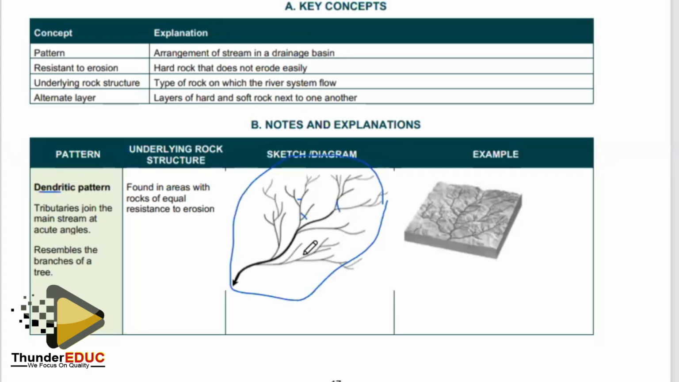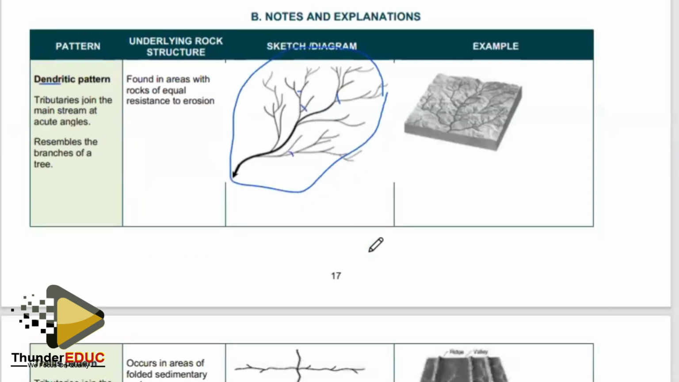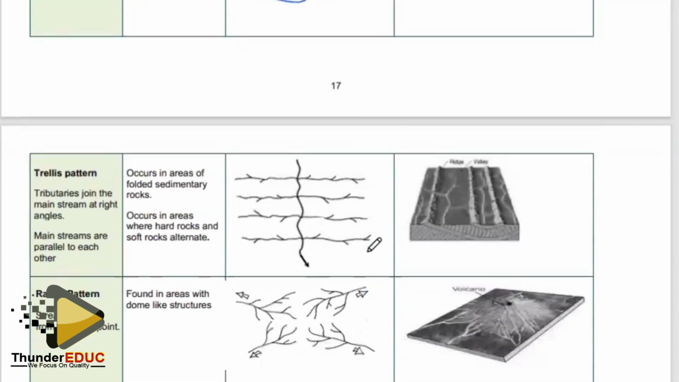they are joining them at an acute angle, an angle less than 90 degrees, which also implies that is typical of how a tree and its branches will be resembling. So this is the first drainage pattern, which is most common, which is dendritic. Then we go to trellis.